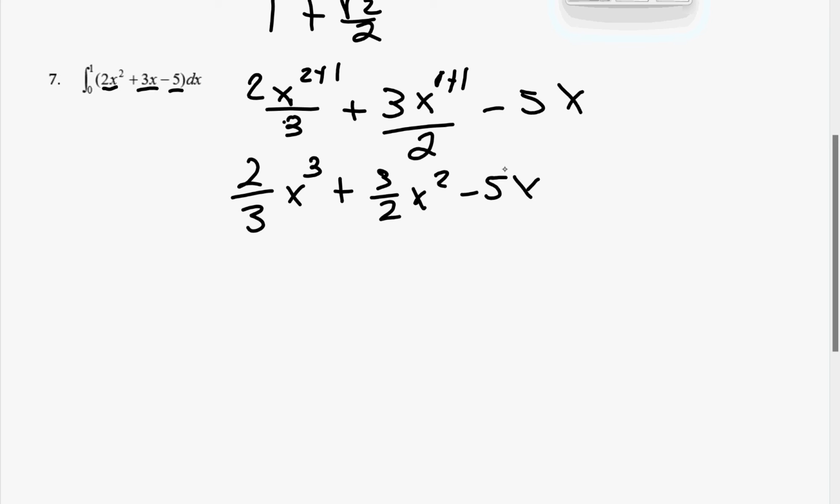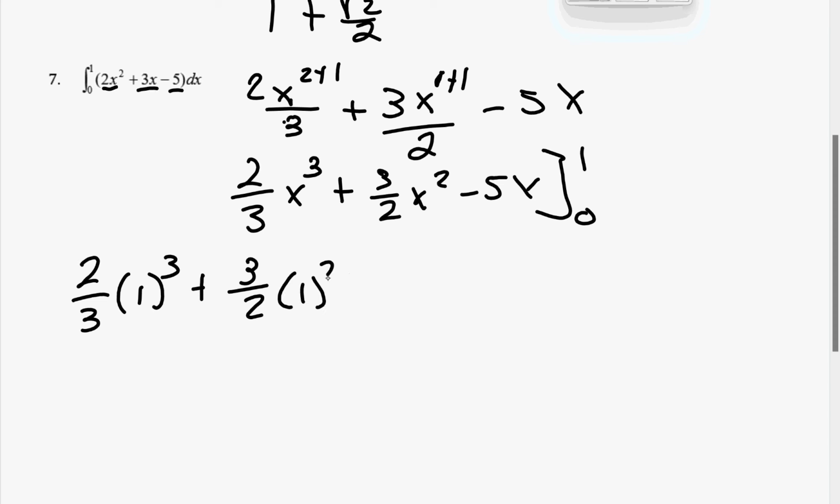These ones kind of stink because there's fractions, right? But we're going to go from our a to b, so 0 to 1. So we're going to plug in 1. And whenever you plug in 1, all you really have to do is just look at the coefficients, which is kind of nice. So really it's just 2/3 plus 3 halves minus 5.